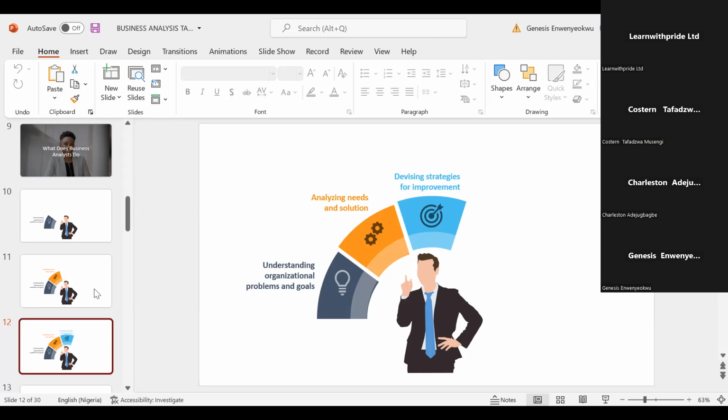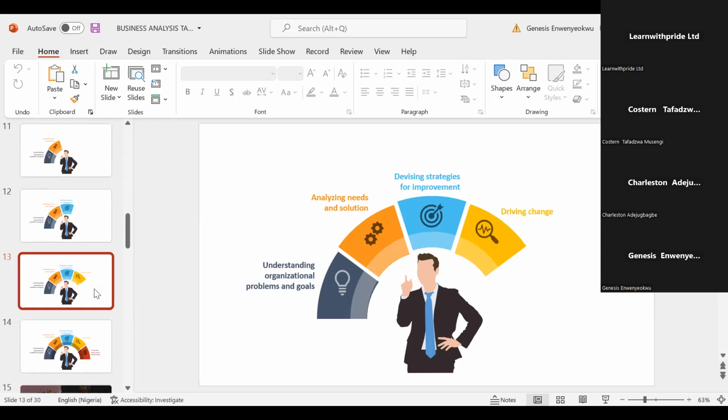And after that, we now drive the change. There are some people that say they are consultants, and then after coming up with the recommendation, they just dump the work at the table of the client, and the client begins to implement the solution themselves. No, but as a business analyst, your job does not just stop at where you recommend the solution. You're also involved in implementing.